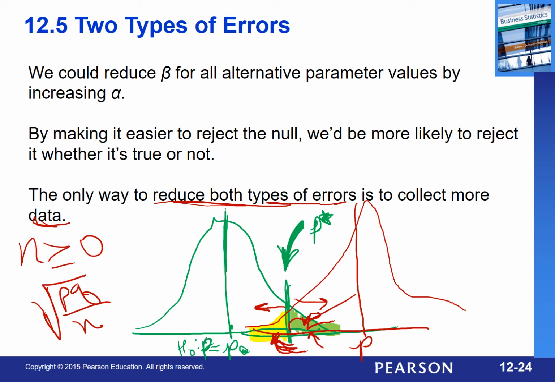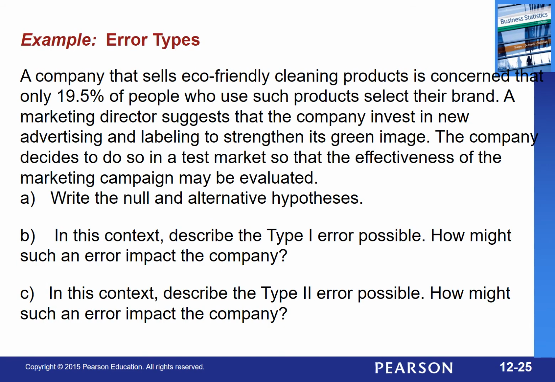Let's do an example. Okay, so suppose a company that sells eco-friendly products is concerned that only 19.5% of people who use such products select their brand. A marketing director suggests that the company invest in new advertising and labeling to strengthen its green image. The company decides to do so in a test market so that the effectiveness of the marketing campaign can be evaluated. So we're going to look at the null and alternative hypotheses for this example and talk about what the type 1 and type 2 error could be and what their impact would be on the company.